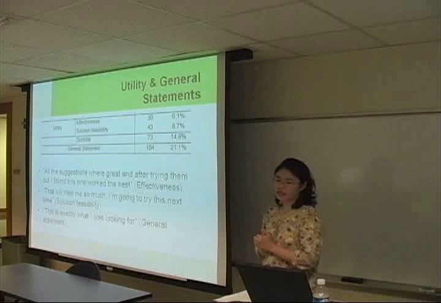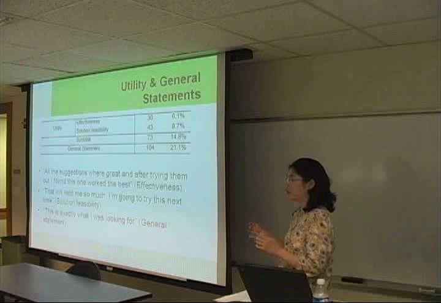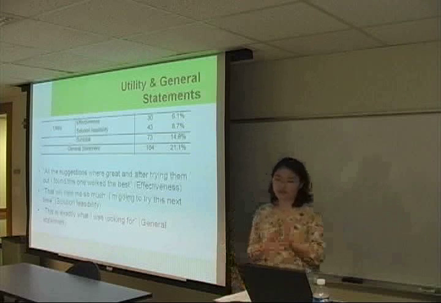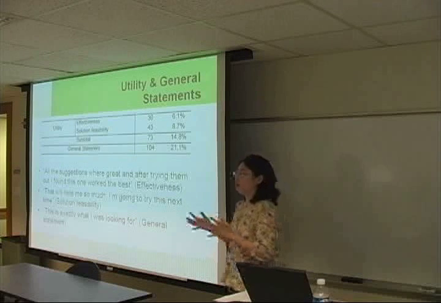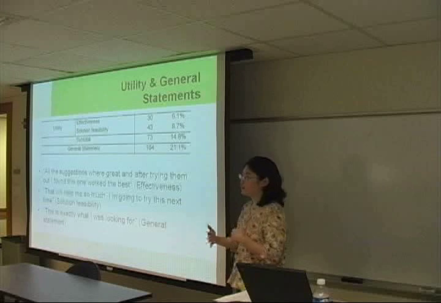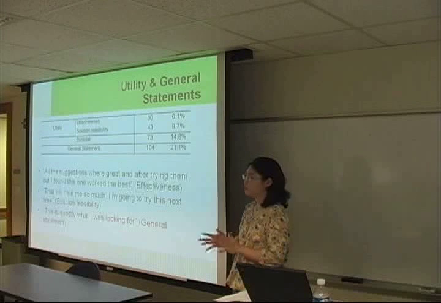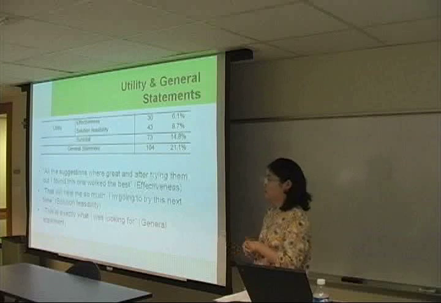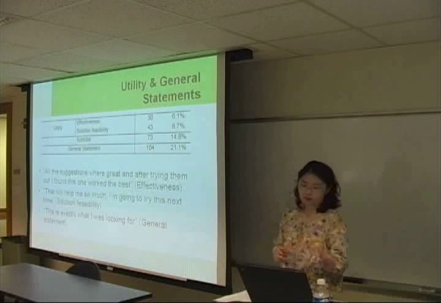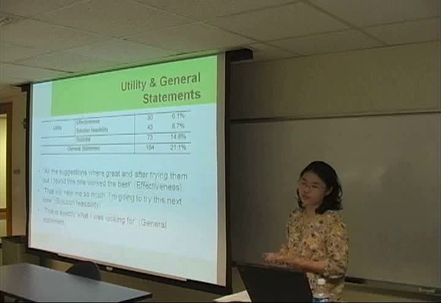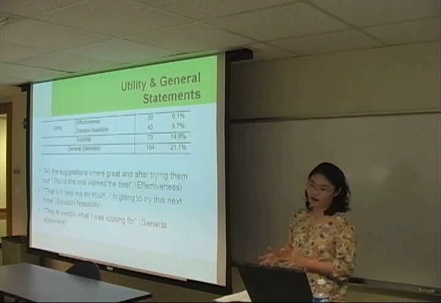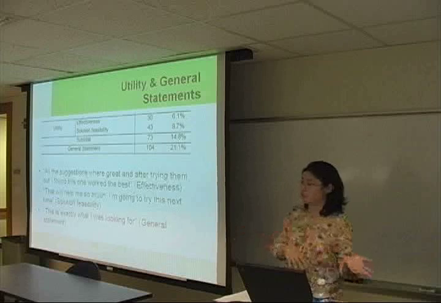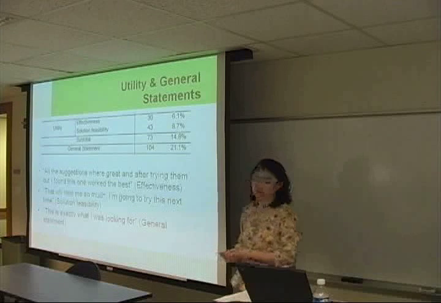And the utility is whether those answers are really useful. In the case of effectiveness, they actually got the answer and tried out several things with those answers and found one that's perfectly good for them. So they come back to the system and evaluate it as the one best answer. Like the solution feasibility: all the suggestions were great, and after trying them out, I found this one worked the best. So they actually do it in their real life and come back and give the evaluation.